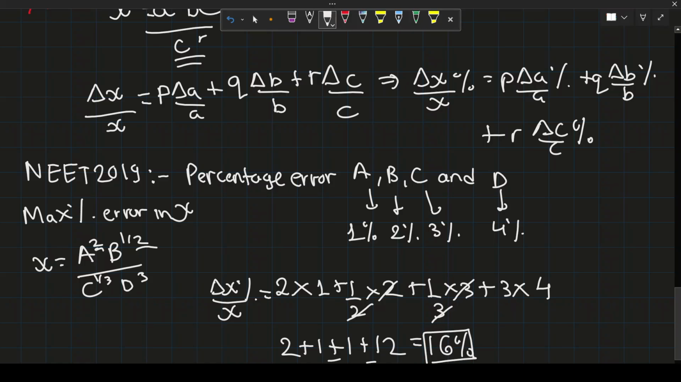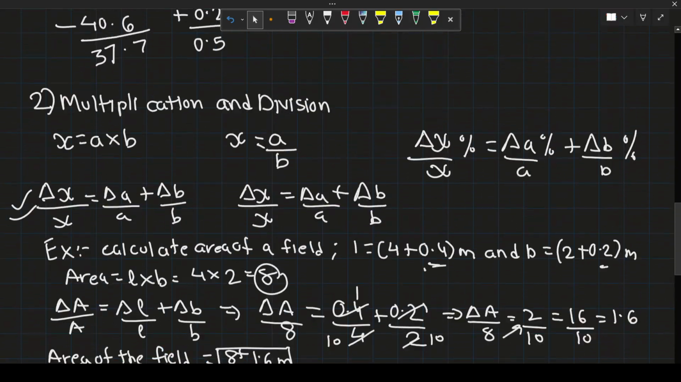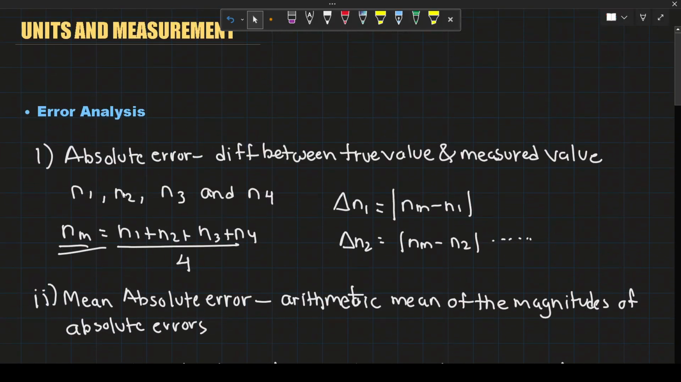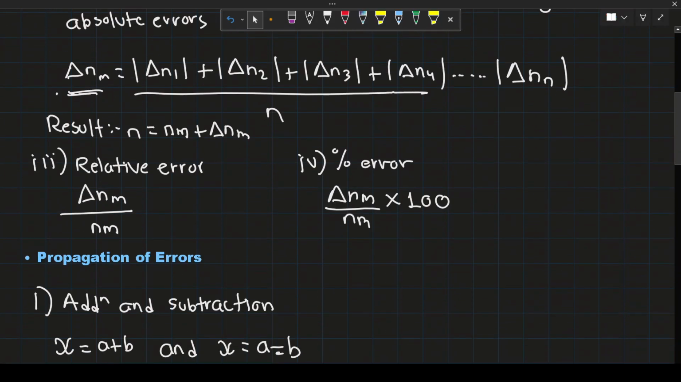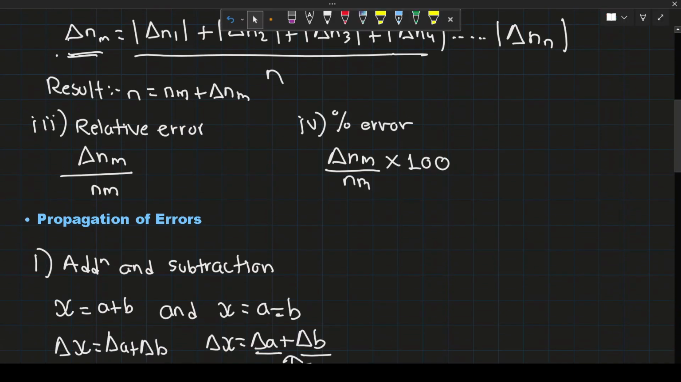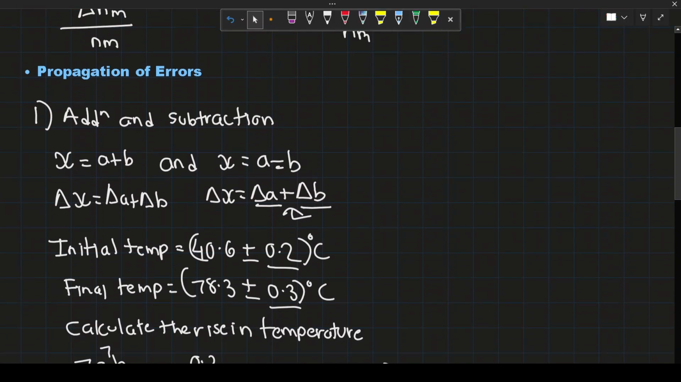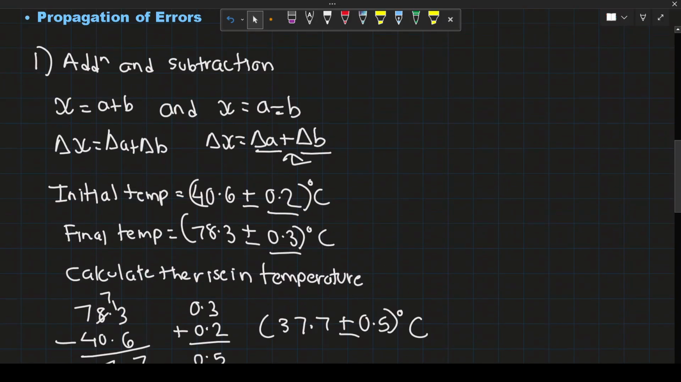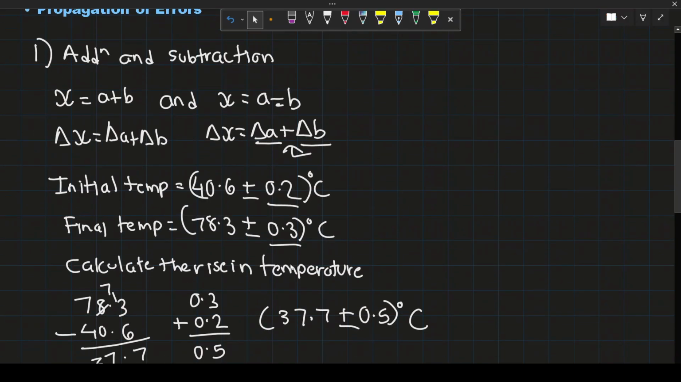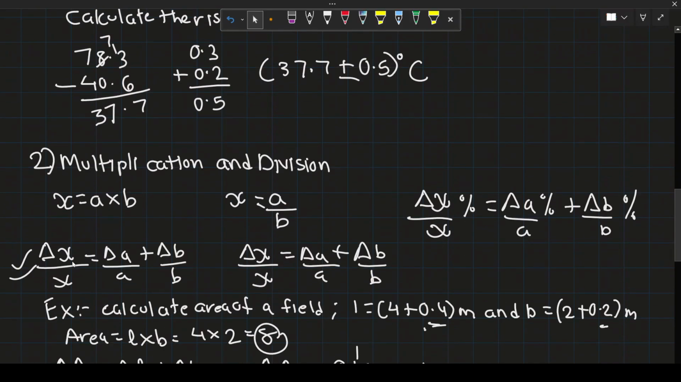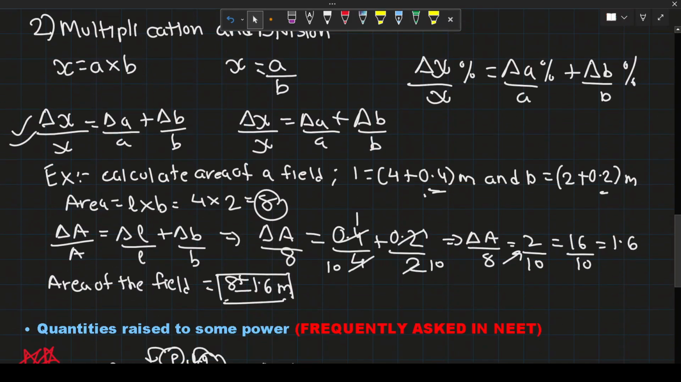So summarizing everything on this slide, we saw about different kinds of error like absolute error, mean absolute error, relative error, percentage error. Then we saw about propagation of errors in addition and subtraction and multiplication and division, where in addition and subtraction, in the case of subtraction, the errors will still get added, and here delta x by x will be delta a by a plus delta b by b.